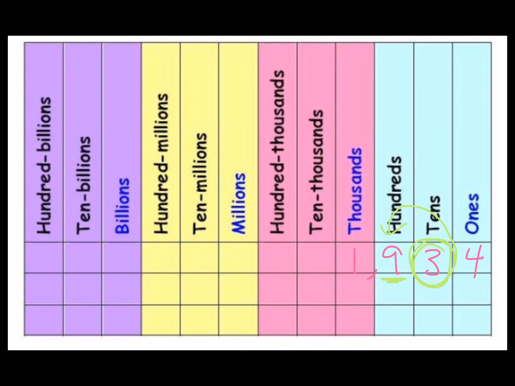3 is below 5, so it is 4 or less, which means 9 gets to rest. Turning this into 1,900, keeping this part the same, and the rest turns to zeros.